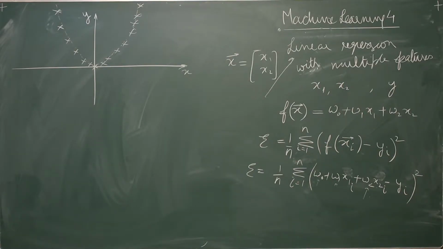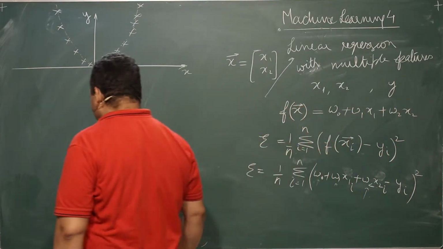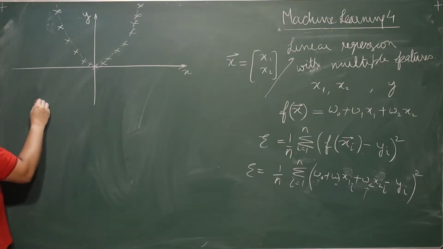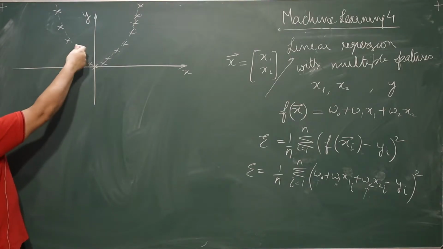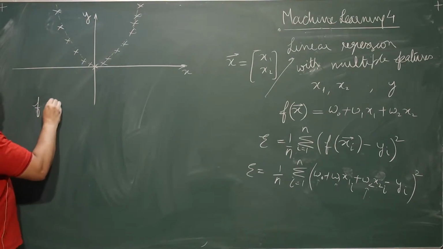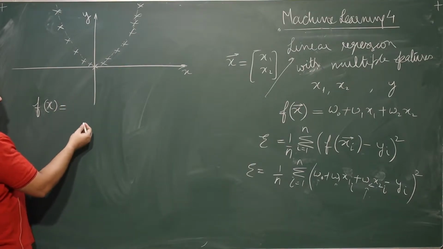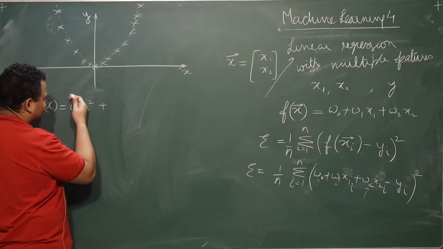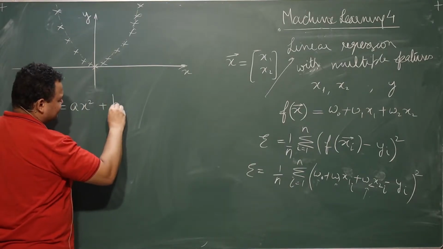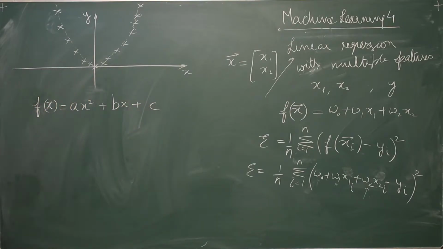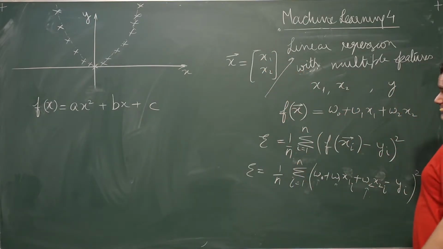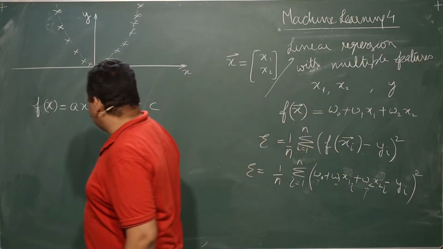What do I do? Let us say I define, we know for this problem that the function f(x) in this case is going to look something like a x squared plus b x plus c. This is how the function that fits this data is going to look. It will look something like this.